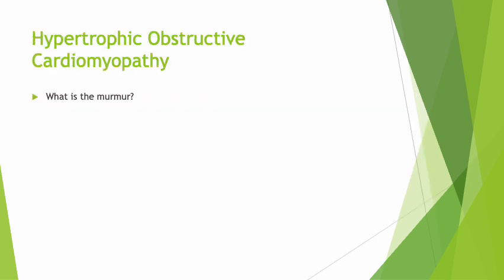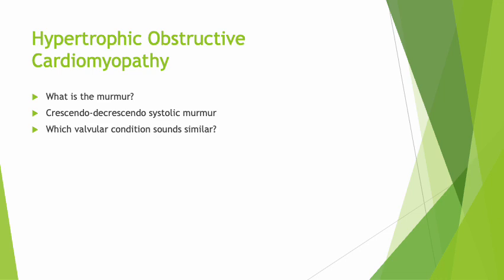And now moving on to a different cardiac issue. So hypertrophic obstructive cardiomyopathy, what is going to be the murmur with this condition? So the answer to this one is going to be a crescendo-decrescendo systolic murmur. And remember that this is going to be an obstruction of blood going from the left ventricle to the rest of the body. And so which valvular condition would sound similar?